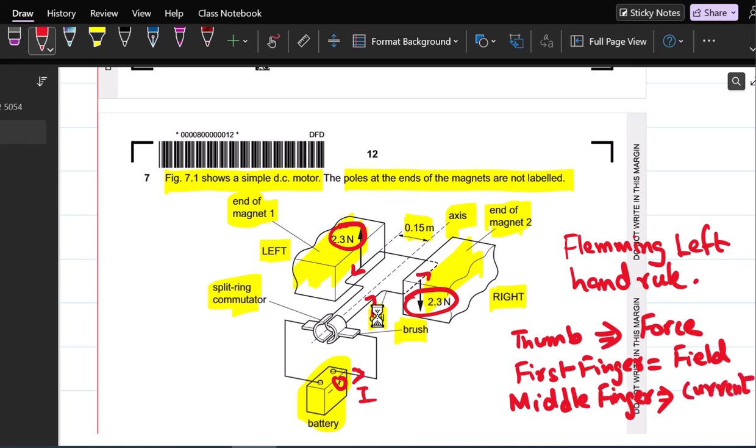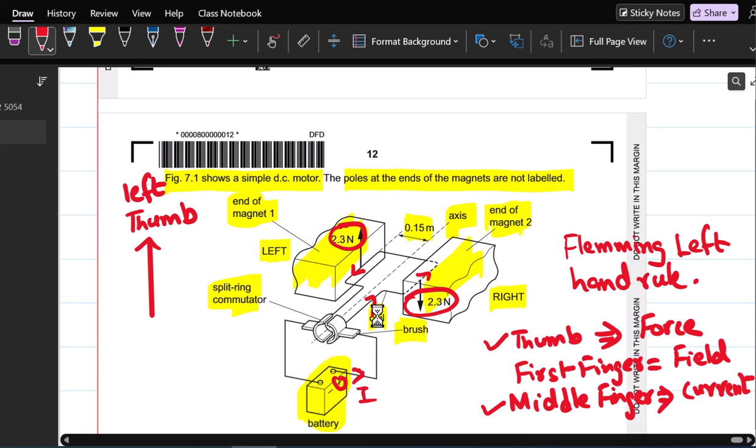So what you have to do, you know force, you know this current, and we have to identify the magnetic field. So force is upwards. Keep your thumb in the up direction of the left hand. Left thumb upwards, and this middle finger should be pointing towards you.